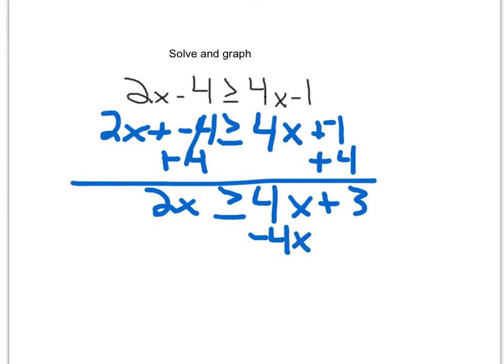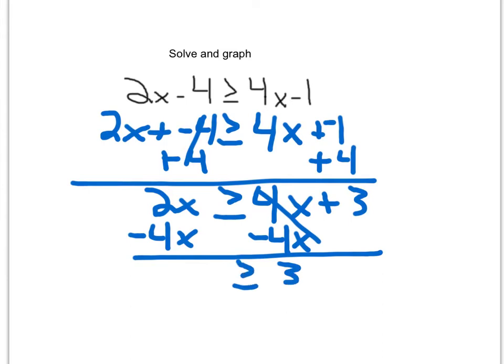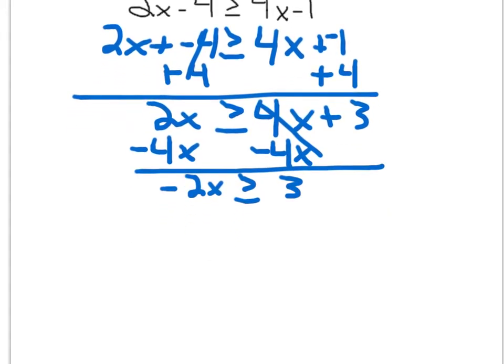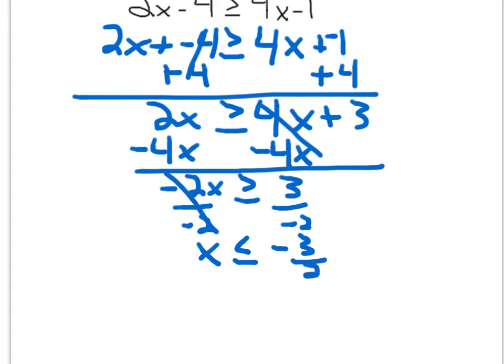Now I'm going to get rid of the 4x's. I get 3 over here. 2x minus 4x is negative 2x. Now I divide by negative 2. This cancels. I get x. Remember, I divided by a negative on both sides here. So I've got to flip that sign. And it's negative 3 halves, or negative 1.5.